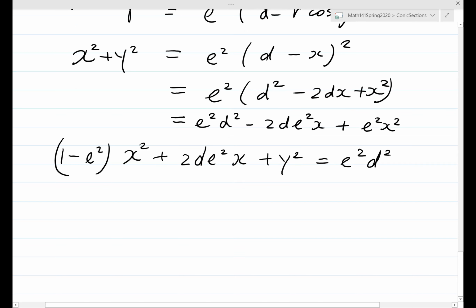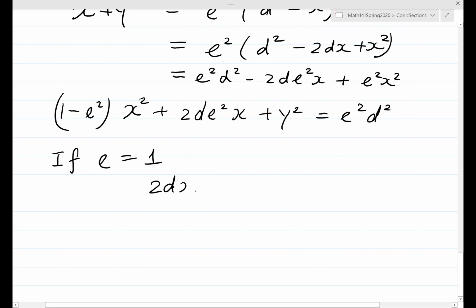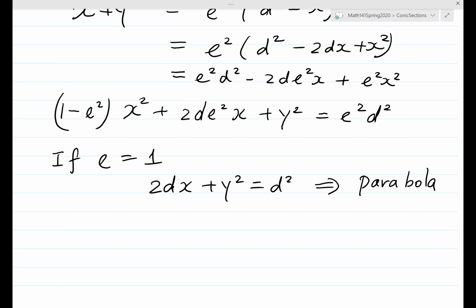You see, if e is 1, then we get 2d x plus y squared equals d squared, which gives us a parabola. This is an equation of a parabola. Okay, remember a parabola is a quadratic curve. So in this case we get a parabola.